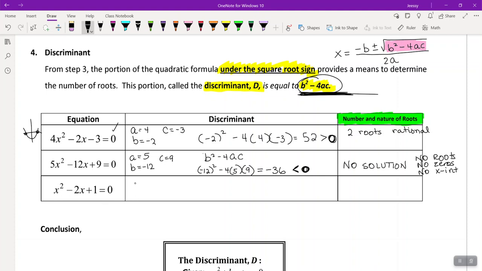All right, the next one. A equals 1, B equals -2, and C equals 1. Once again, I'm going to write the B squared minus 4AC for reference. I put a set of parentheses for the B, the A, and the C. All right, our B is -2. Our A is 1. C is 1.